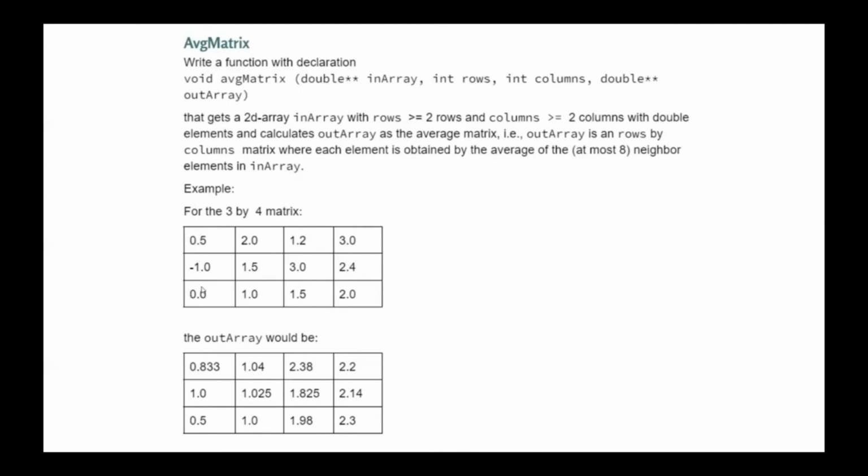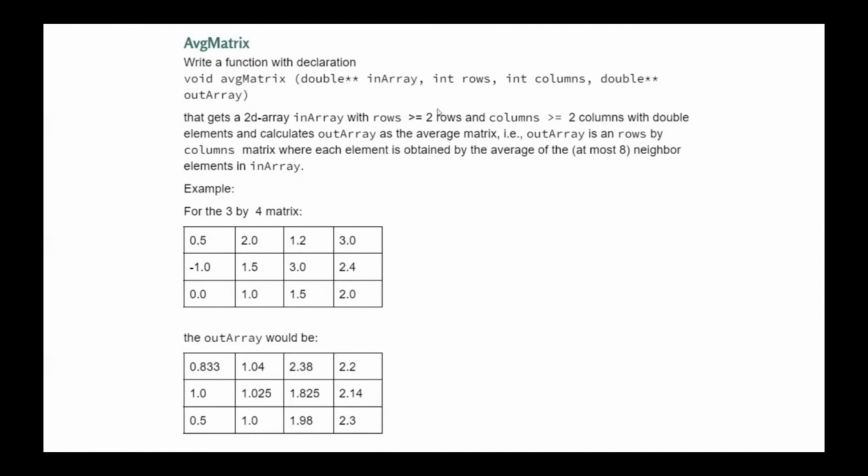The second parameter is int rows, which gives us the number of rows in the matrix, and columns gives us the number of columns in the matrix. And then the double two-dimensional out array gives us our output array, which we would be filtering into.